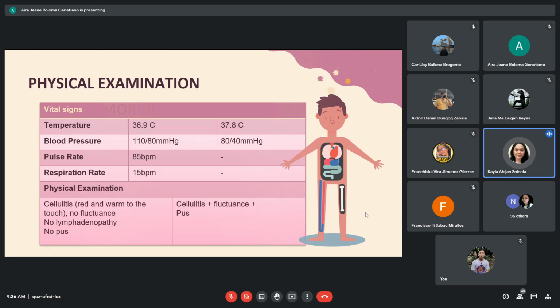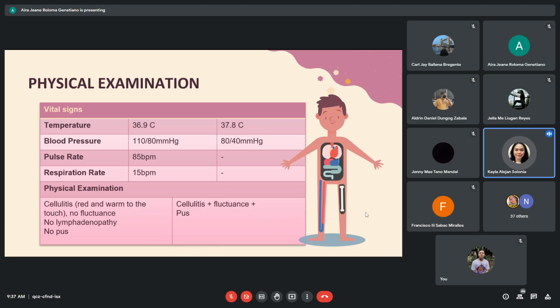For the physical examinations, for his first visit, his vital signs are as follows. His temperature is 36.9 degrees Celsius. His blood pressure is 110 over 80. His pulse rate is 85 beats per minute, and his respiration rate is 15 breaths per minute. While his physical examination for his first visit is cellulitis, red and warm to the touch and with no obvious area of fluctuance. There is also no lymphadenopathy and no pus was drained.